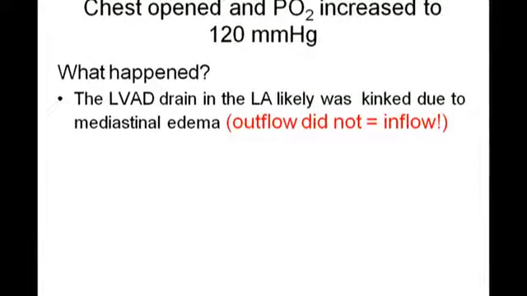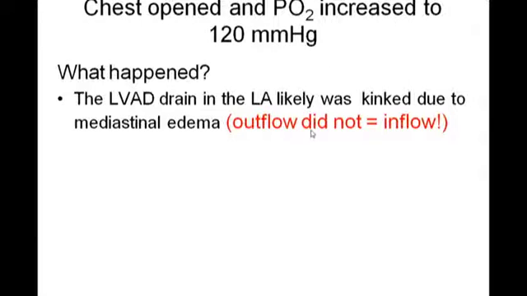The LVAD drains, so in this situation you have both. You have a right heart pumping blood into the lungs, but you drain it from the left heart, from the left atrium, and then put it back in the aorta. So that drain from the pulmonary venous system was probably kinked, probably due to the mediastinal edema. When they opened the chest, they unkinked it, and now it wasn't a problem.